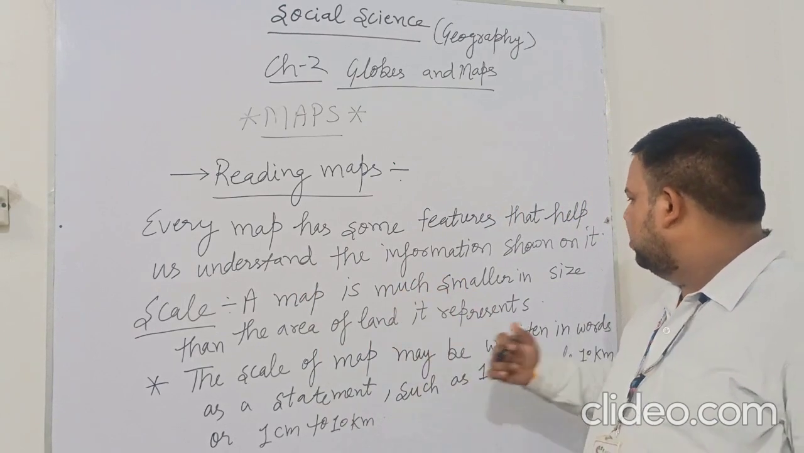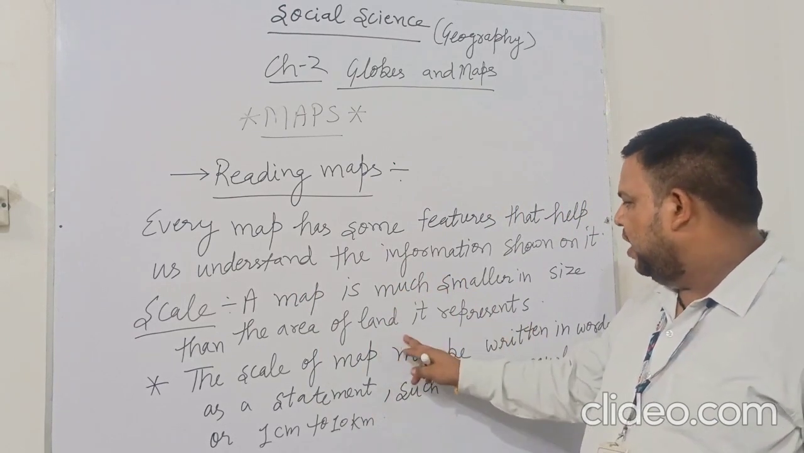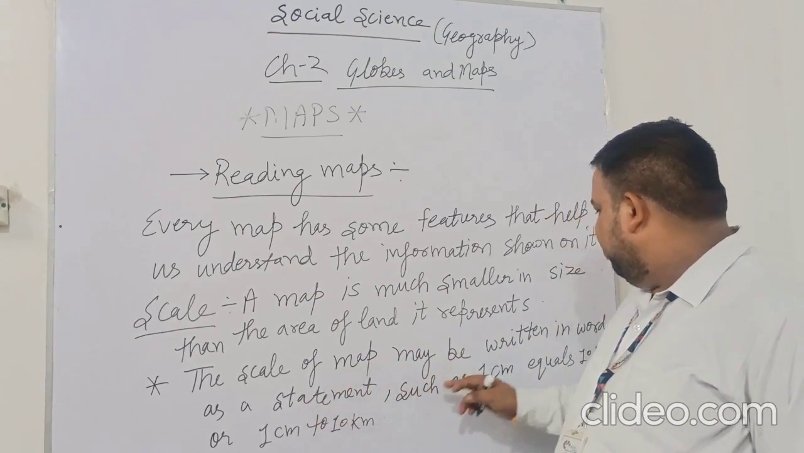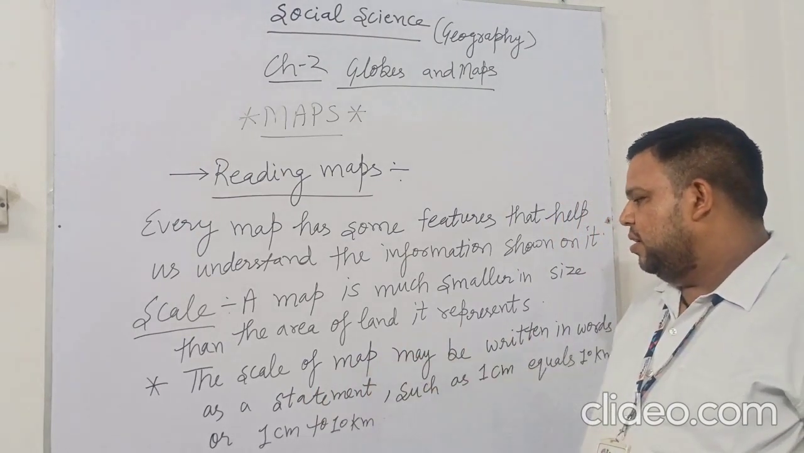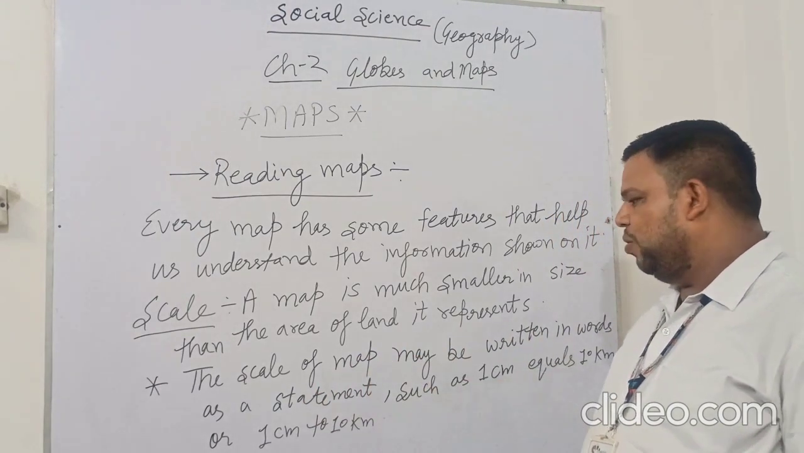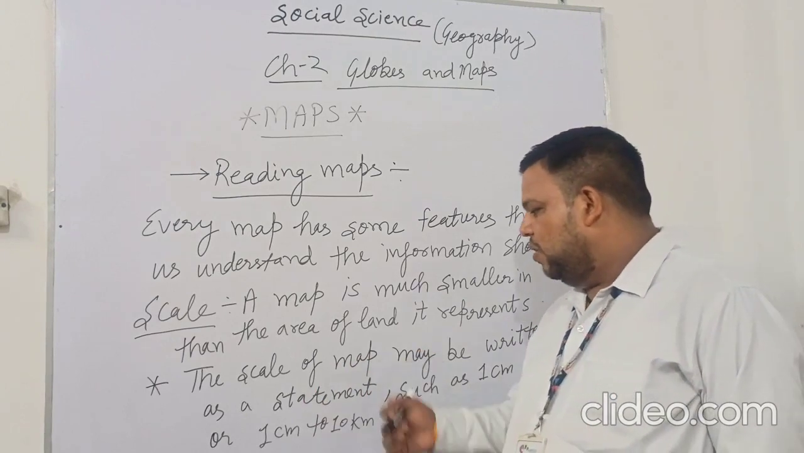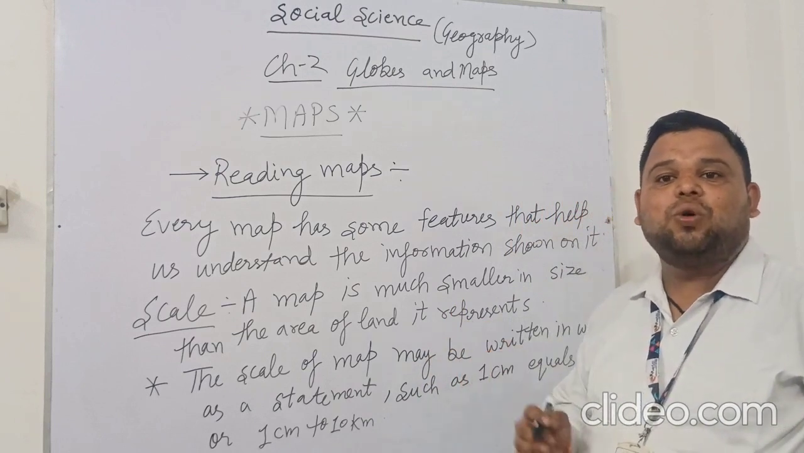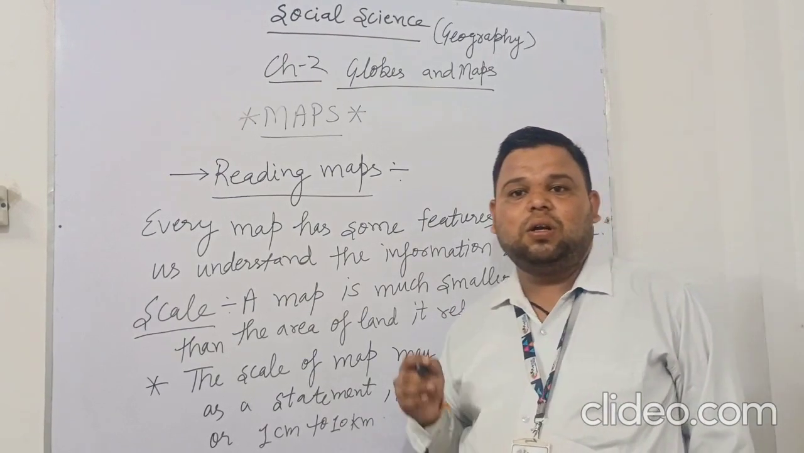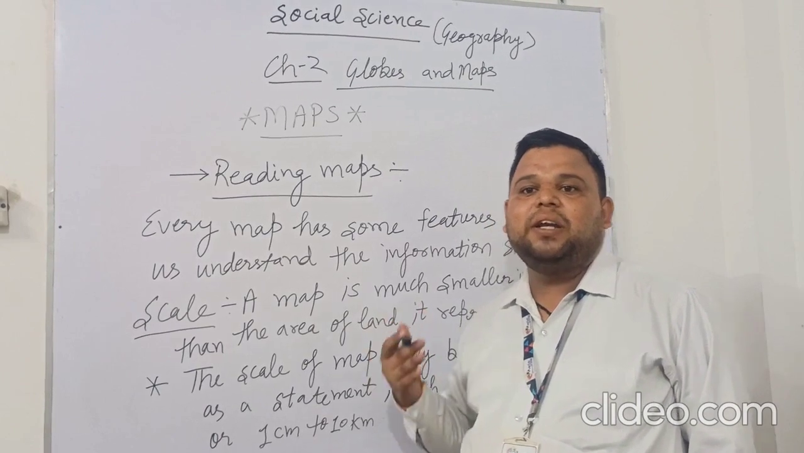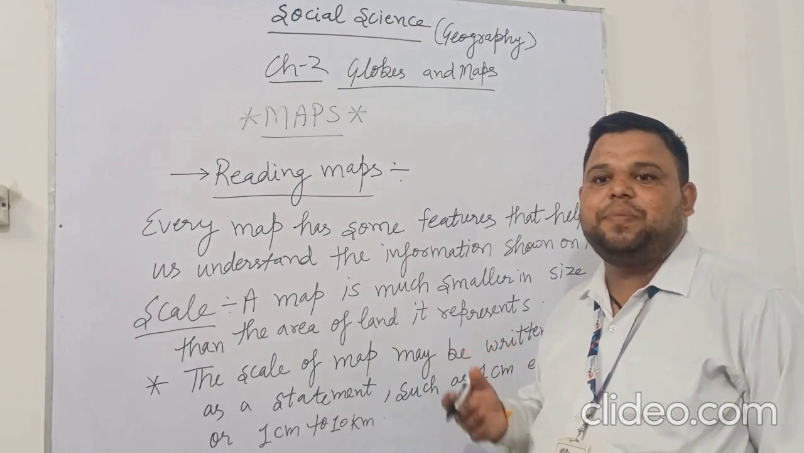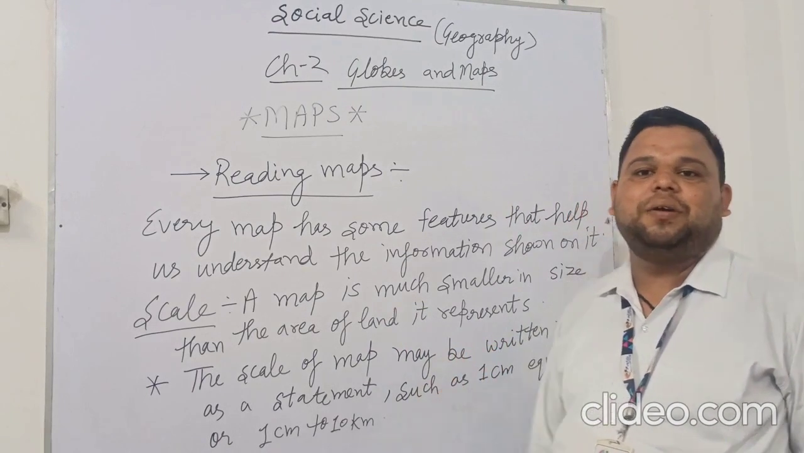A map is much smaller in size than the area of land it represents, and the scale of a map may be written in words or as a statement, such as 1 centimeter equals 10 centimeters or 1 centimeter is equal to 10 kilometers. It may be shown by a line or bar, marked like a ruler and labeled to show what distance on the ground is represented by each part.